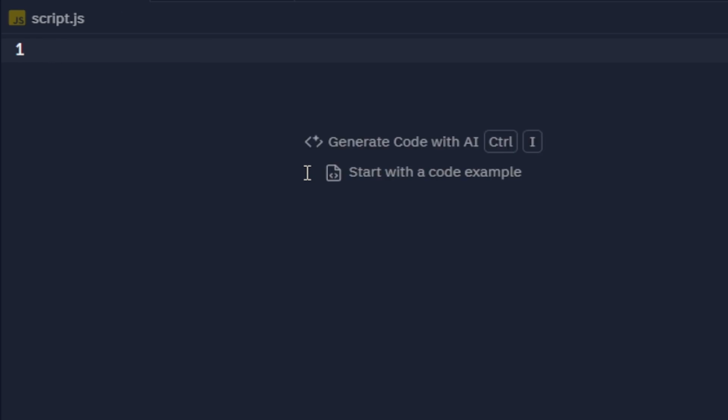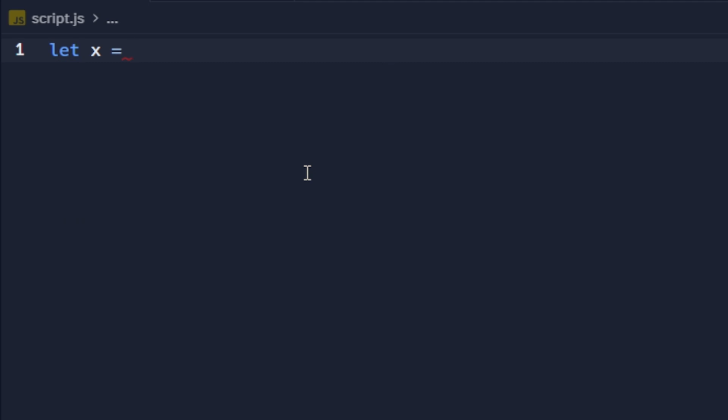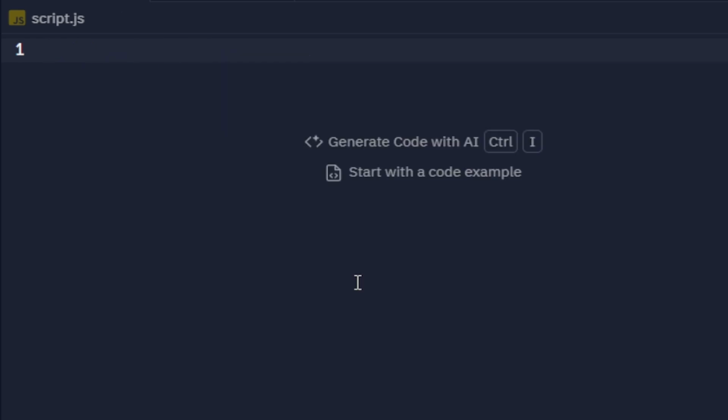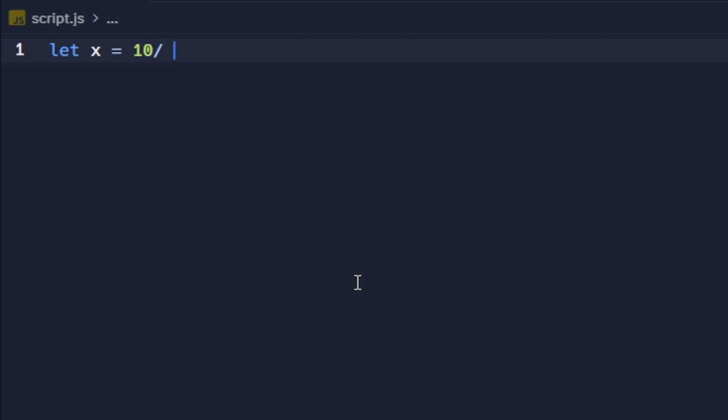Now the multiplication operator. It works like multiplication: 10 times 10. But you use a star instead of an x because an x could be a variable. And finally, the division operator. So let x is equal to 10 divided by 10. The division operator isn't written like you do in math. It's a slash, like a fraction when you write it out.